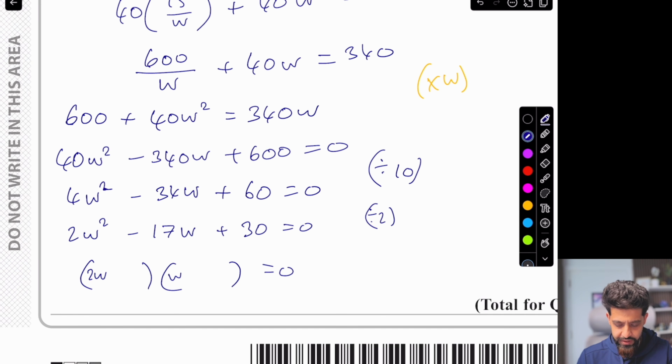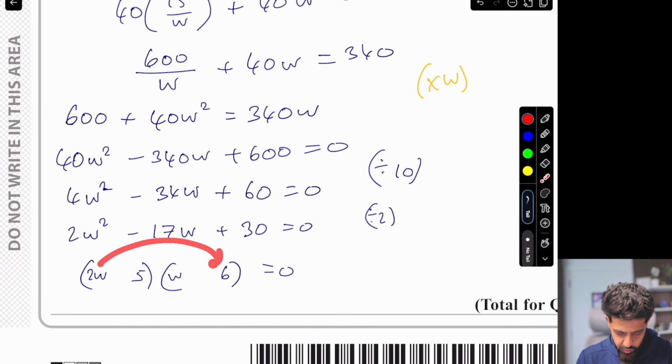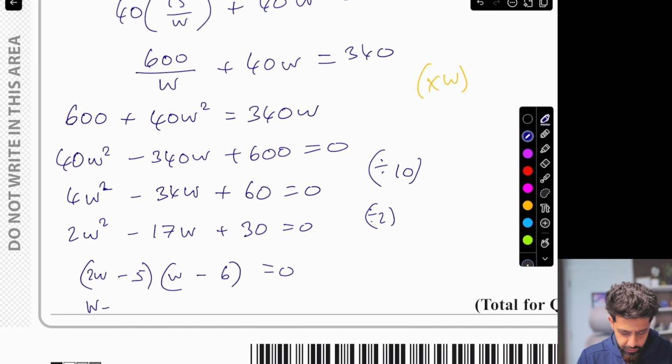And no, it's too big. 6 and 5, perhaps. Yes, 6 and 5 would work. So what is that? 6 and 5. So 2 times that is 12. So they're both minuses, and then the 5, yeah, minuses. There we go. So W would be equal to 5 over 2. W would be equal to 6.